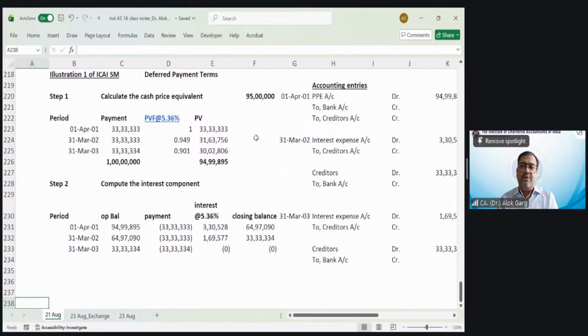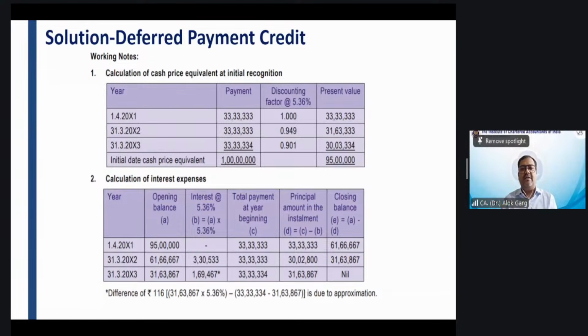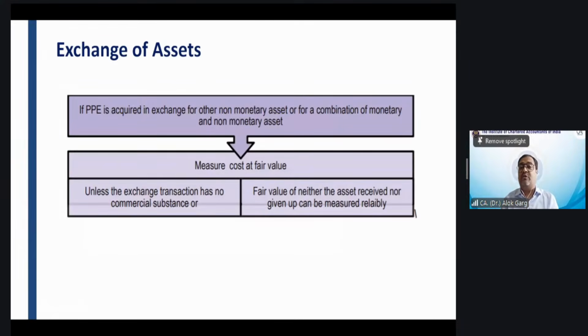Friends, I hope you are able to understand this entire concept of Ind AS 16, whatever I have covered so far. Is that clear to you? Clear in mind or clear from mind? Tell me. समझ आया या नहीं आया? समझ आया? Yes. This is the solution and the working notes which is given in the PPT also.